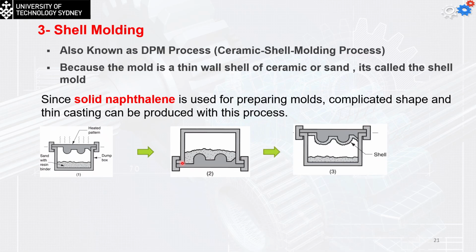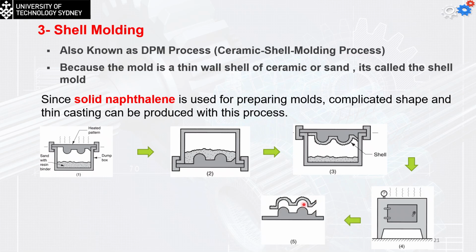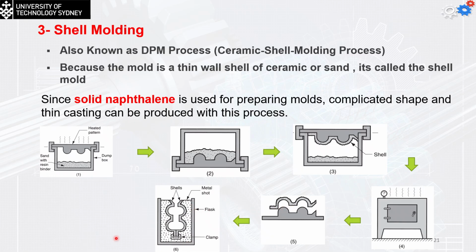Now we'll flip it back. We have the shell built up. We are going to put it in the oven to give it enough strength. Remove the shell. Support it in the flask. Put the metal shot around it. The clamp, of course, to hold the two parts together. And now we have a cavity. This cavity is a mold cavity. So fill it with the molten metal, leave it to solidify, open it, break the shell, and you're going to have the part ready for you.